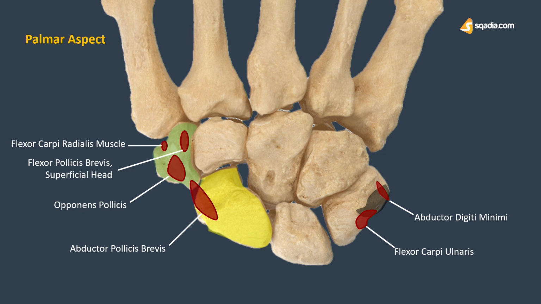The next bone is the trapezoid. Remember that the trapezoid is void of muscle attachments.